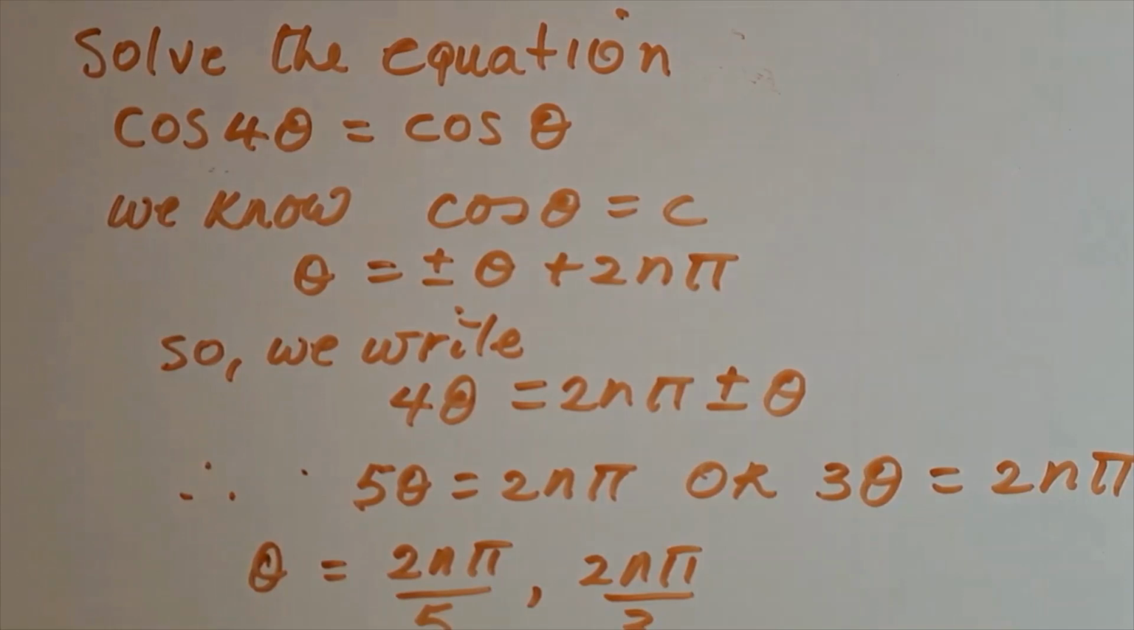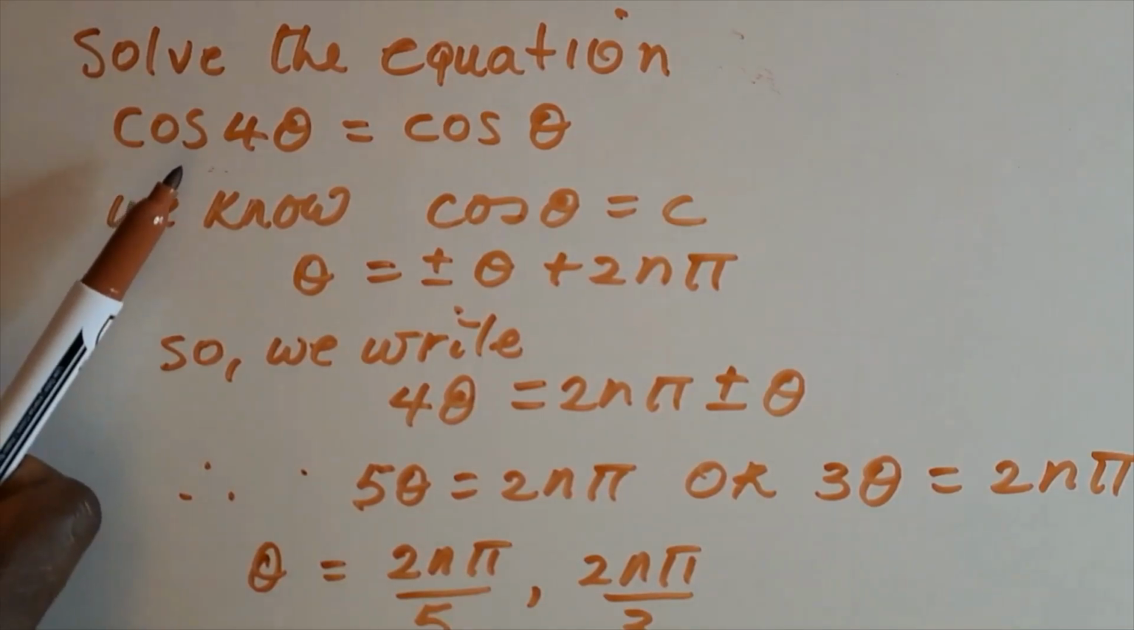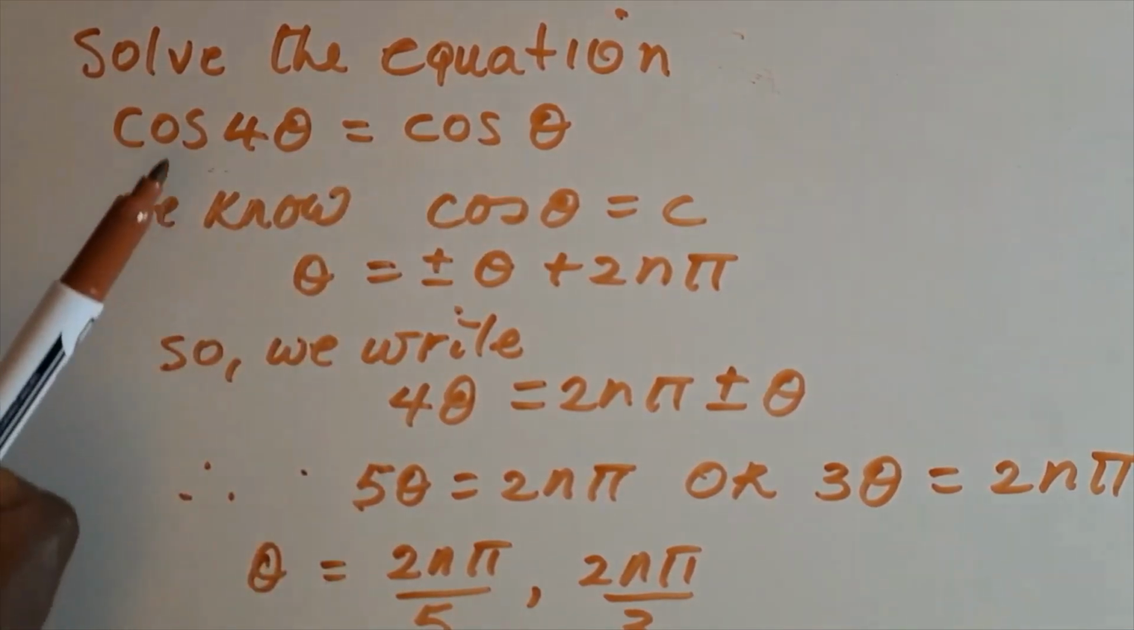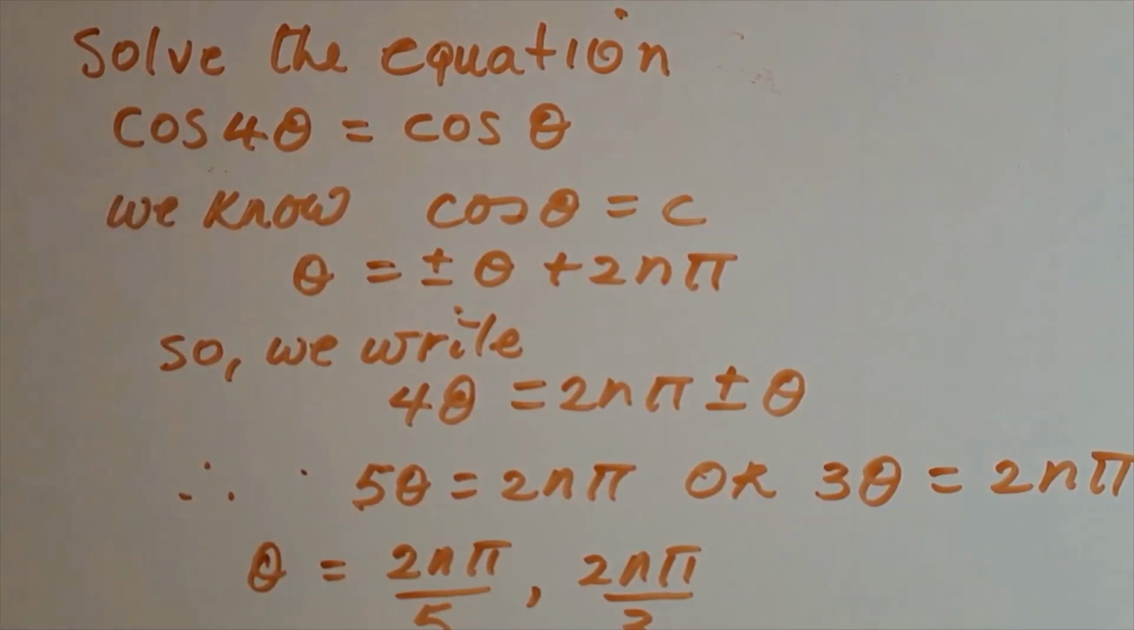Don't take my word for it. Substitute integer values for n and check that when you take cosine of theta, that value is also equal to cosine 4 times theta.